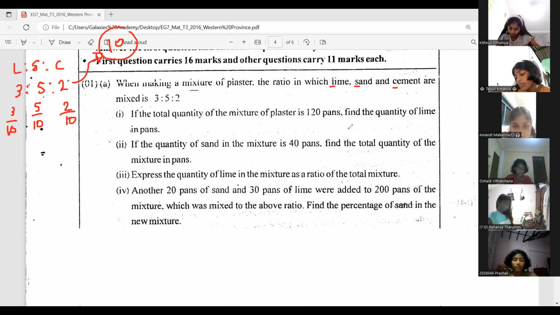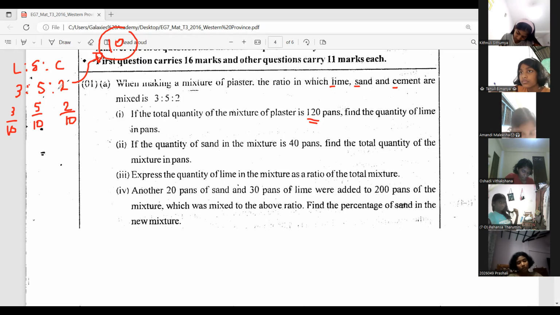I haven't gone to look at the questions yet, I was just explaining this. Right? Then look at the first part. If the total quantity of the mixture of plaster is 120 pans, the total number of pans, find the quantity of lime in pans. Right? Find the quantity of lime in pans.